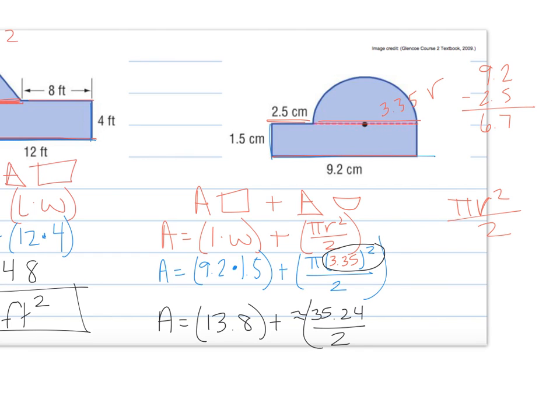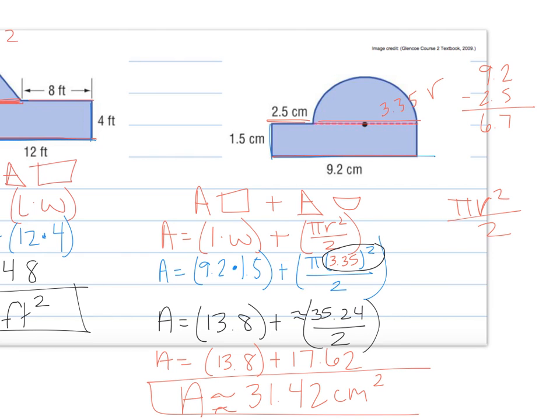Notice I don't just plug it all in the calculator. So then I work down. I have 13.8 plus, when I divide that, approximately 17 62/100. Add those together. My area is approximately now, because I rounded, 31 42/100 square centimeters. So again, there are some things that are going to come up where you have to take your time and think and not be distracted and show your work.